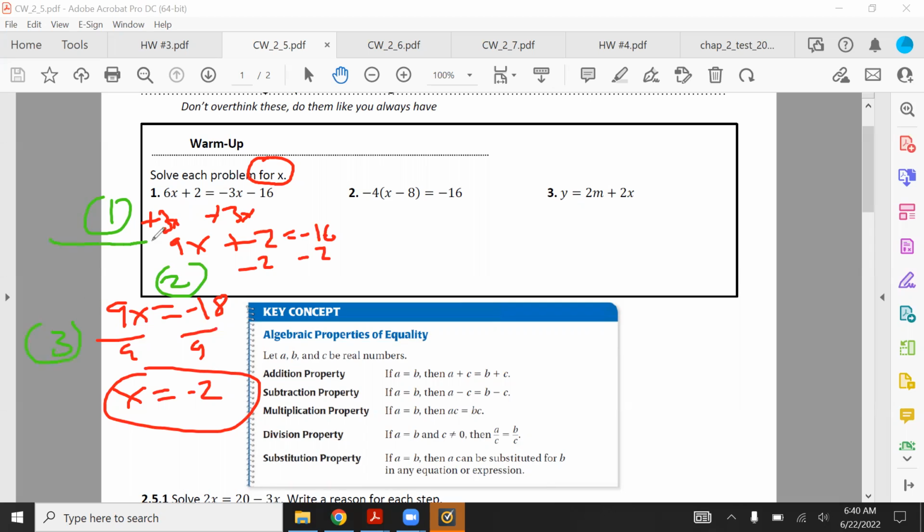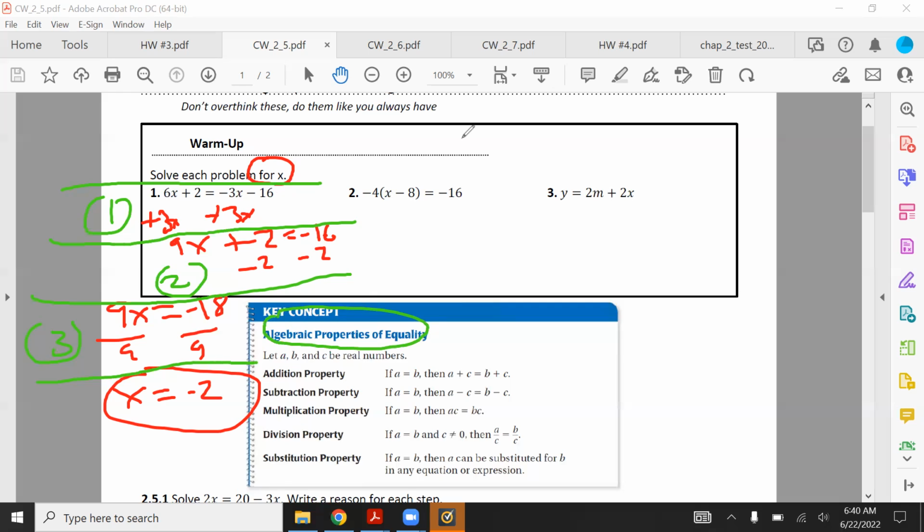And I can kind of separate it like this. So clearly the first step was combine the x's by adding 3x to both sides. Then the next step was subtracting 2, so I can combine the constants, -16 and 2. And the last step was division. Now, if you look at the table down below, these are called algebraic properties of equality.